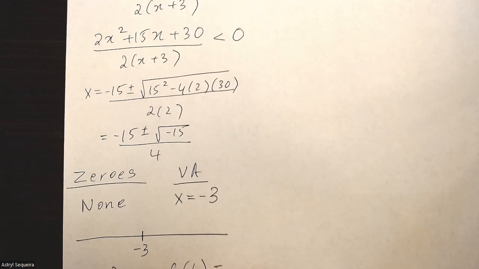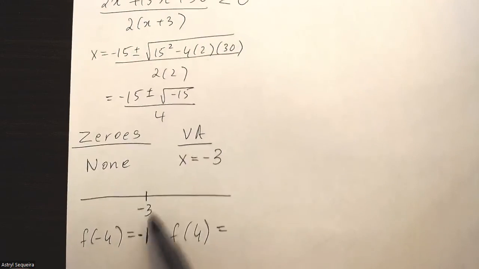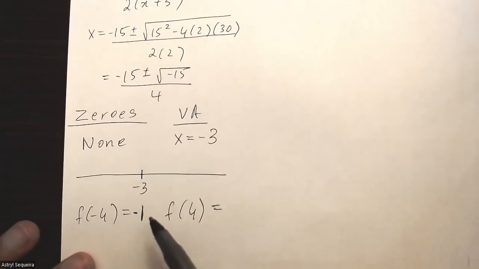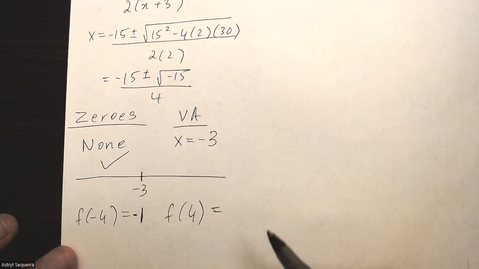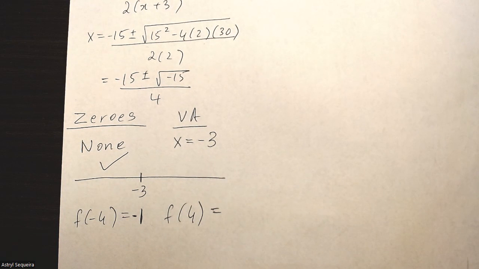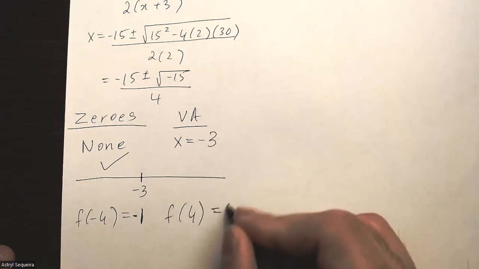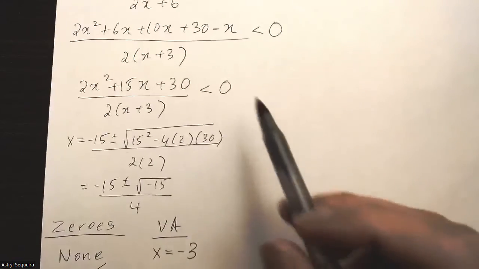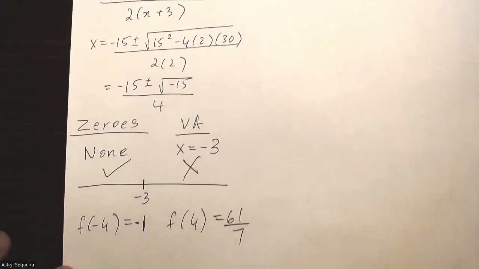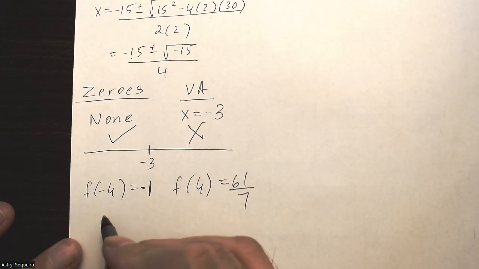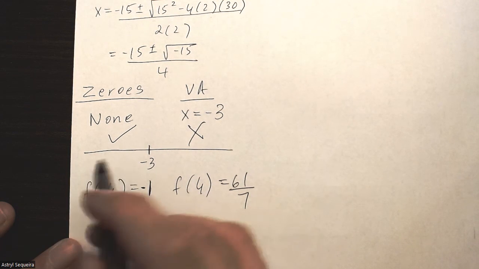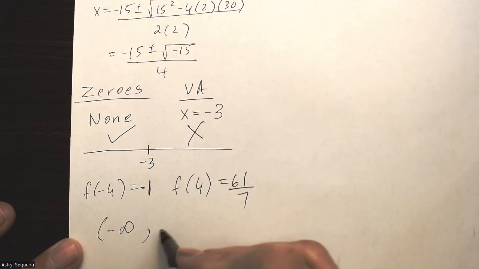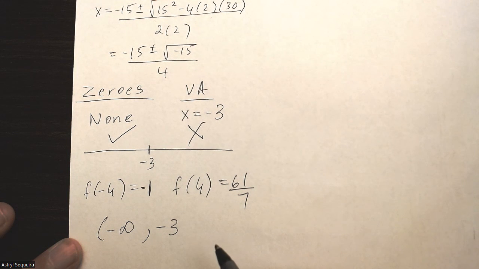I get -1, which is less than 0. Remember, something less than 0. -1 is less than 0, so this interval is good. And then over here, I'll test +4. Could test 0 as well, but it's just easier for me to change the negative to a +4 in my calculator. I get 61 over 7, which is not less than 0. So this interval is no good, which means that my final answer is just this interval here, which is -infinity to -3.